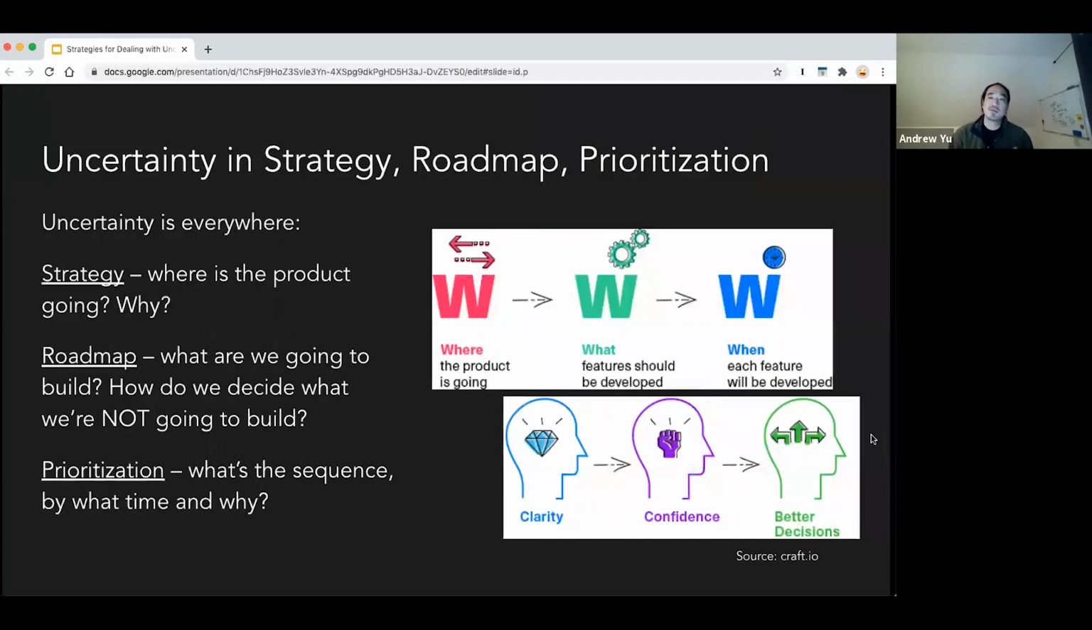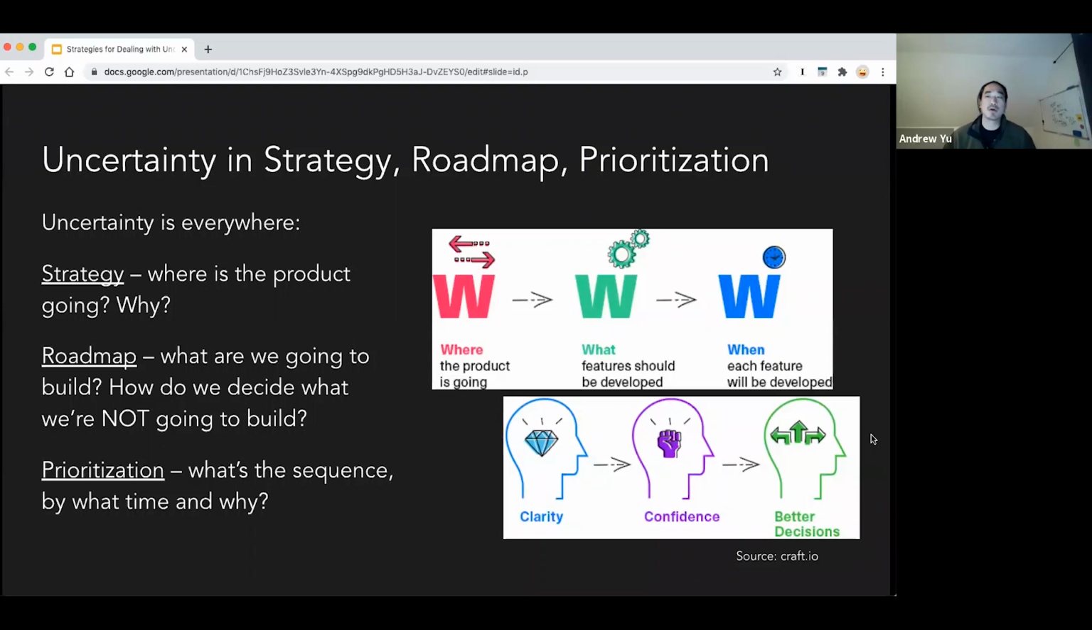All right, so getting a little bit more granular, what do we mean by uncertainty is a reality? Well, let's be more specific. It's everywhere. The three areas that we'll focus on today are uncertainty in strategy, in your roadmap, and prioritization. This is a great resource from craft.io over here on the right. They lay it out as 3 W's. There's uncertainty and decision making in each of these 3 W's, which is, where is the product going? So that's your strategy, right?